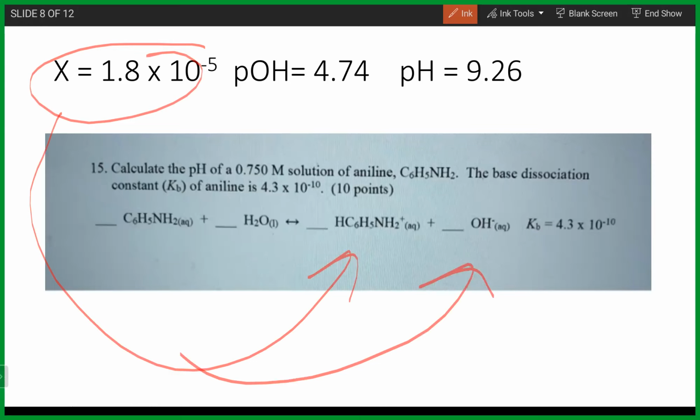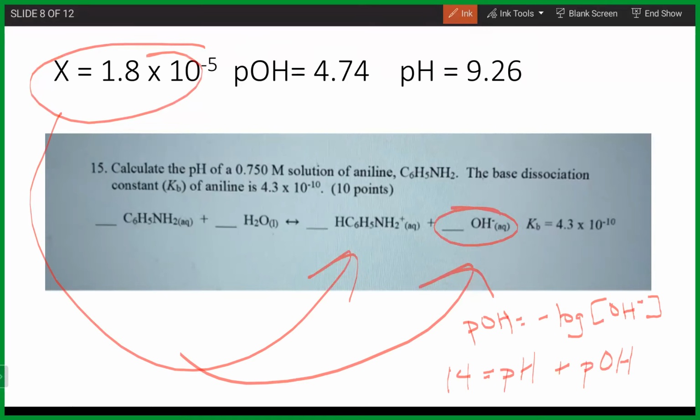So then using that hydroxide ion concentration, we can use pOH is equal to negative log of the hydroxide ion concentration, and then we can use 14 is equal to pH plus pOH. We're just going to rearrange that to be pH is equal to 14 minus pOH. We can use that to solve for the pH. And what we're going to see is we should have a pOH of 4.74. So when we solve for the pH, we're going to see 9.26.